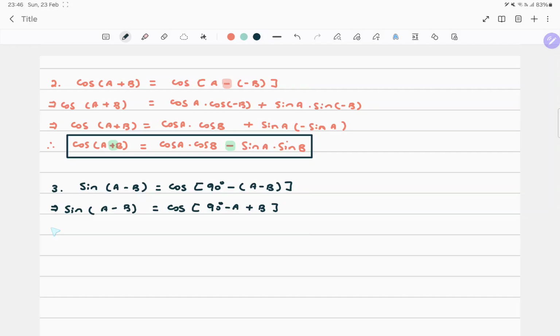When we break that, this also implies sine A minus B is equal to, now we want to group things. This is cos 90 degrees minus A. But now we notice that this sign becomes positive and we don't want it to be positive. So what are we going to do about it?